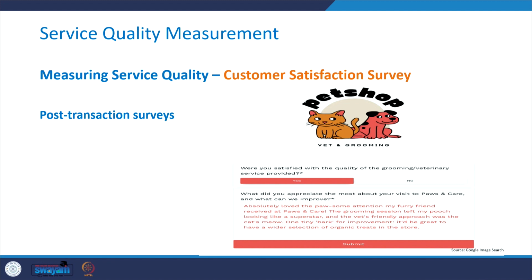At many places, service providers want to have a quick feedback regarding a particular transaction. For example, online payment made to its services. So how was your experience with payment attribute only? So as shown in this particular video, there's a pet shop that offers veterinary products and grooming and so on. The question that this pet shop asks is, were you satisfied with the quality of the grooming or veterinary service provider? Yes. And then it asks, what did you appreciate the most of your visit to this particular shop? Right? A very specific targeted question.